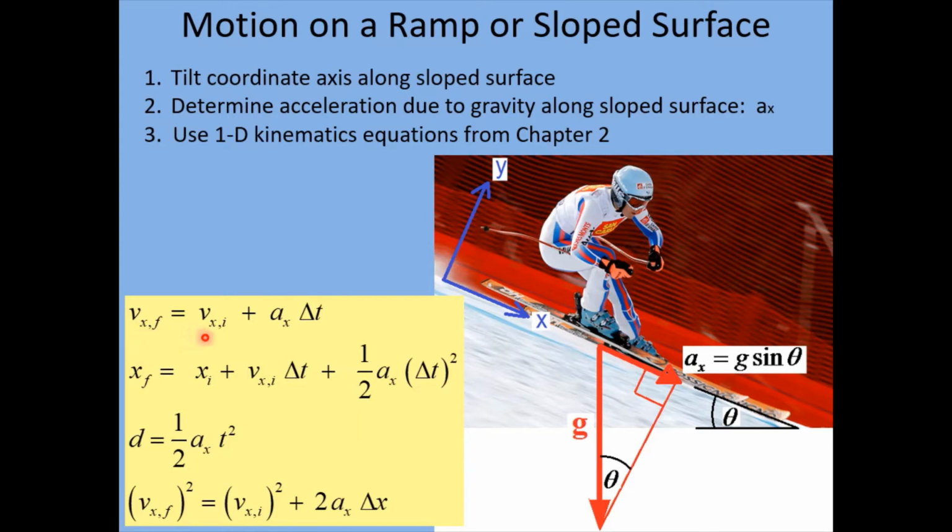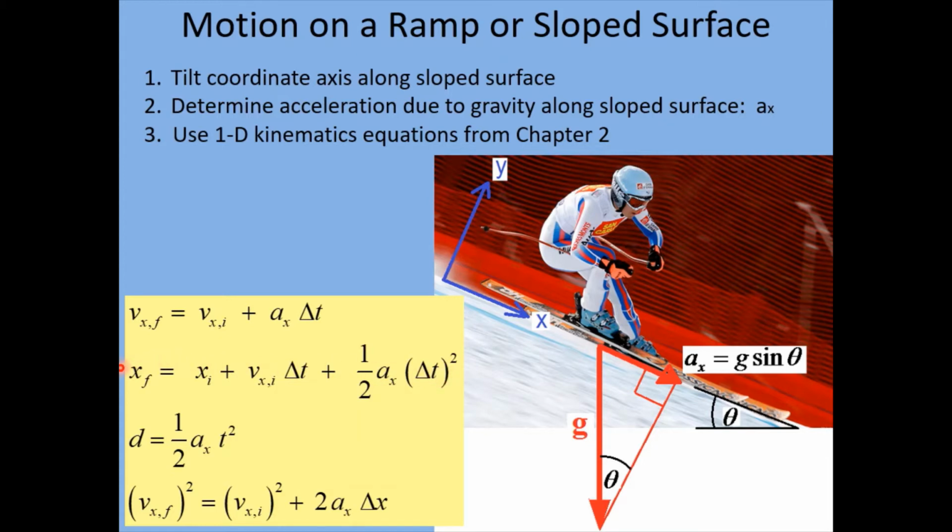It's just equal to initial speed plus the acceleration in the x direction times delta t, the time. And again, this a sub x is given by g sine theta. This is the position formula where the final position is equal to initial position plus initial velocity times the time interval plus 1/2 a delta t squared.